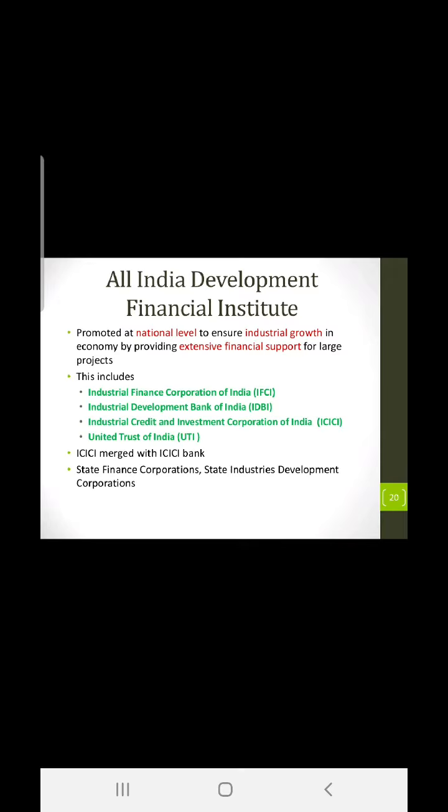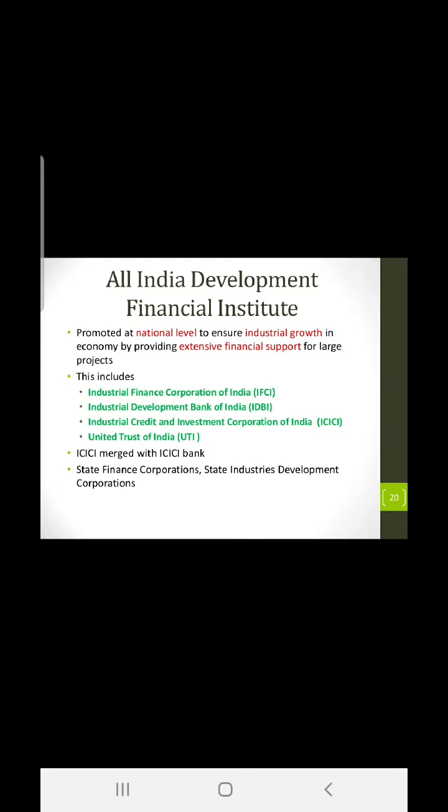What was the motto behind it? The establishment of development banks is to provide huge quantities of finance, because if you want to establish an industry, you require huge finance, and at that time commercial banks did not entertain new industrialists, and hence the development institutes were established to provide industrial finance.